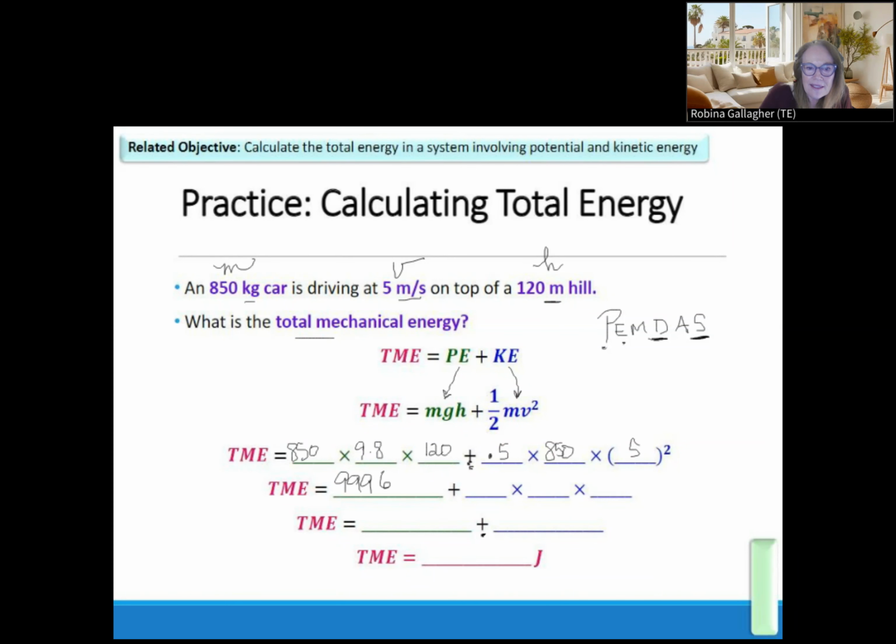Now, over on this side, again, according to PEMDAS, I have to do my exponents before I can multiply and divide. So I'm just going to bring down my 0.5. I'm going to bring down my 850. And then I'm going to do my exponent. So 5 times 5 is 25. Okay. So that is the kinetic energy part of the equation.